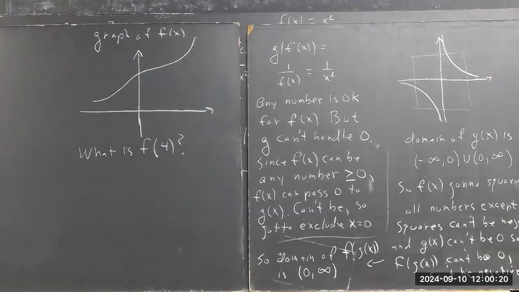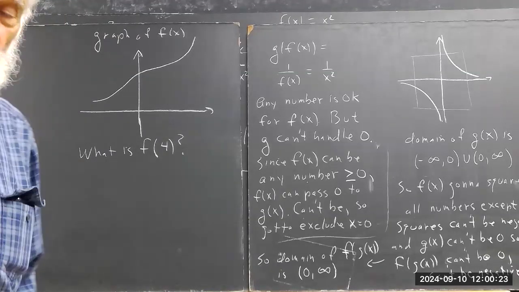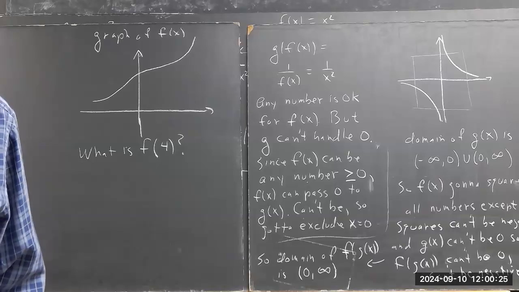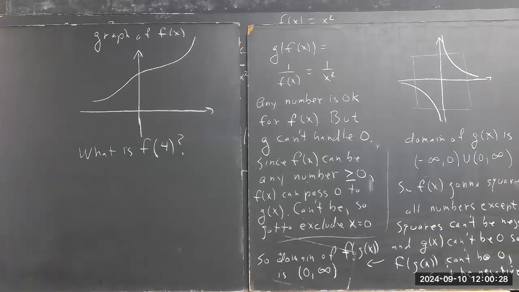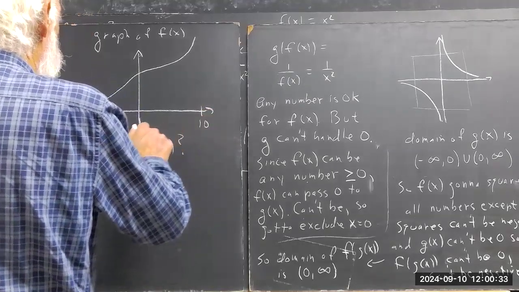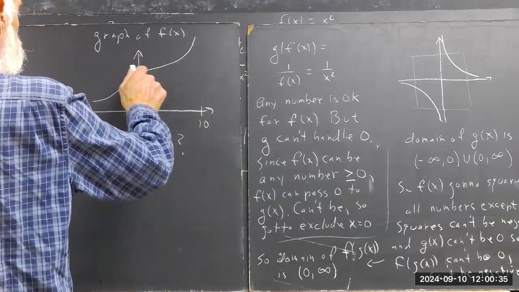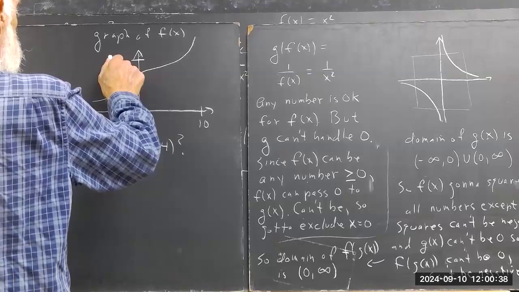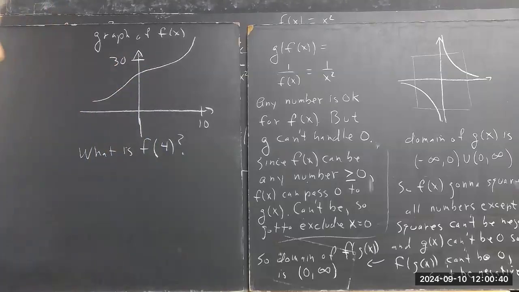So what is f of 4? Well, there's a good reason you can't tell me, because I don't have a scale on this graph, right? Okay, so I'm going to put a scale on this graph. I'm going to say 10 is here, and I'm going to say 30 is here. Now, what do you think f of 4 is? Just write down a number on your paper that you think is close to what you would get for f of 4.